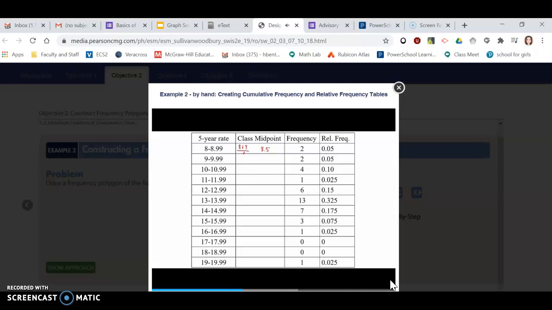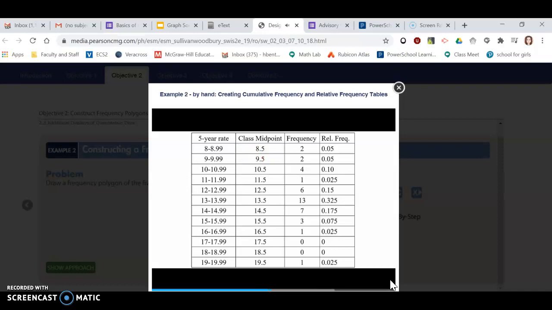That is 8.5. We continue on for the next class. That's 9 plus 10 divided by 2, or 9.5, and we fill in the rest of the midpoints in the same fashion.